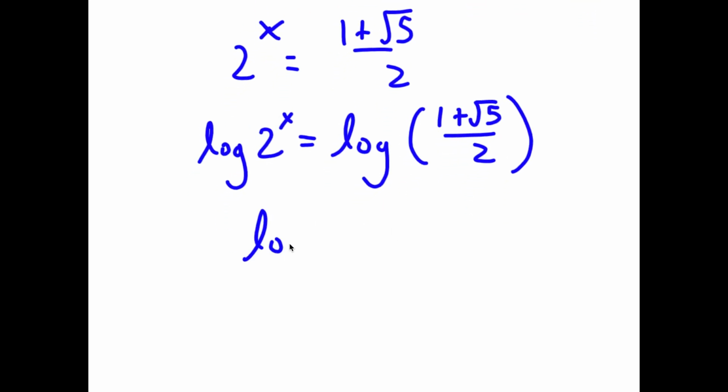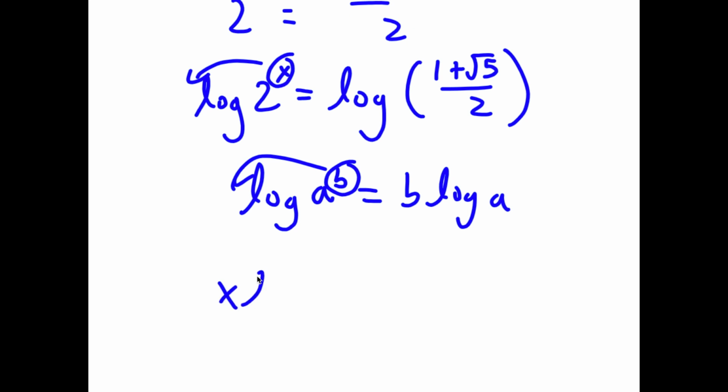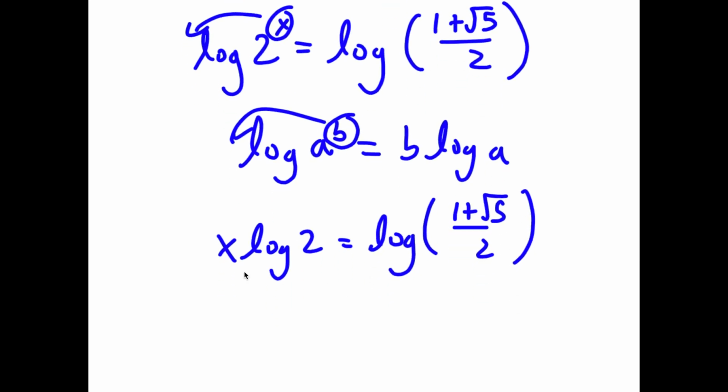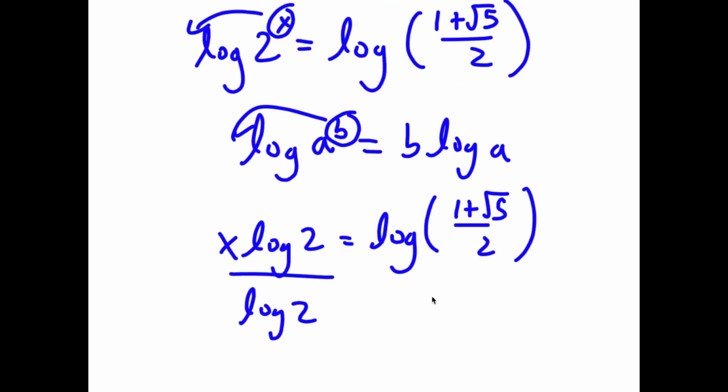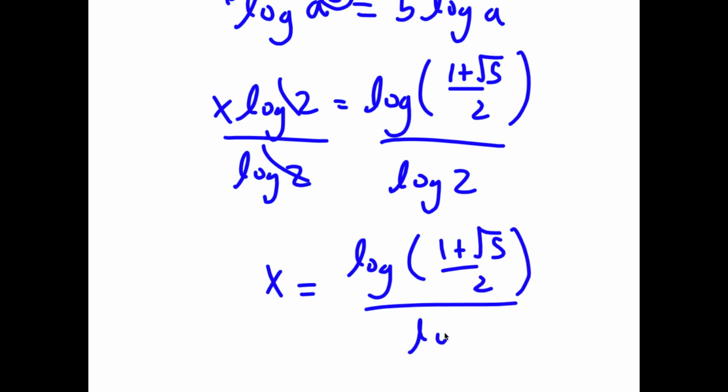And if I have something in the form log a to the power of b, I can move my exponent to the front, so this is equal to b times log a. So in this case, I can move x to the front. So now I have x times log 2 is equal to log of (1 plus the square root of 5) over 2. Now if I divide both sides by log 2, these two cancel out, and I have x is equal to log of (1 plus the square root of 5) over 2, over log 2.